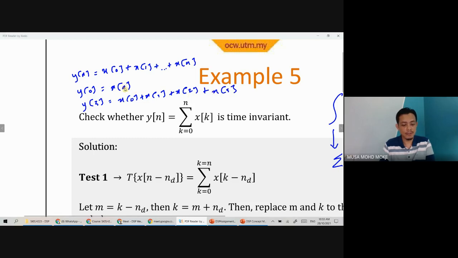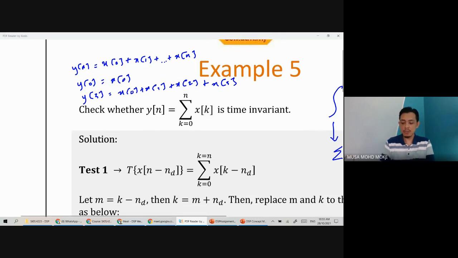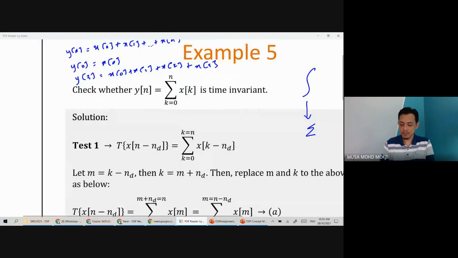So it is a little bit different. See, at a different time, you have a different equation. But is this time invariant or not time invariant? Seems like it is not. It is time varying, right? Because for every n you will have a different equation. But let's do the test. The system is described by the summation of x[k] for k from 0 up to n.